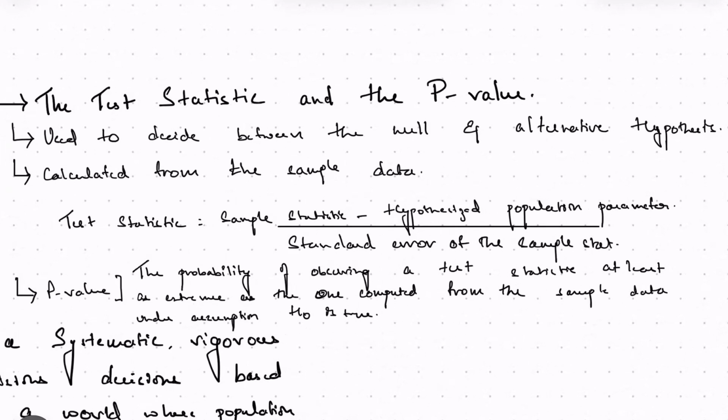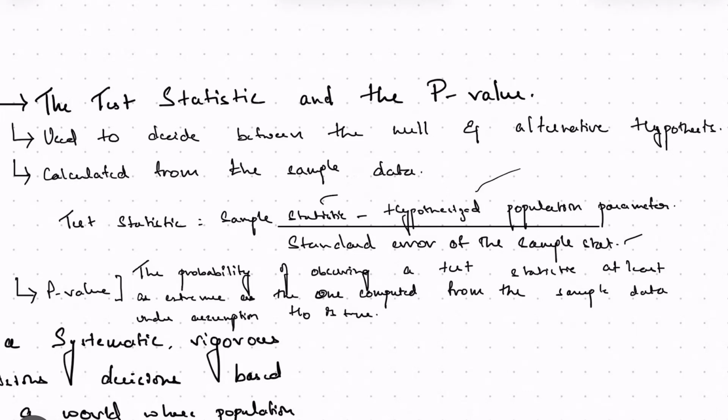To decide between the null and alternative hypothesis, a test statistic is calculated from the sample data. This value standardizes the observed difference between the sample statistic and the value expected under the null hypothesis, scaling it by the standard error of the sample statistic. The general formula for a test statistic is the sample statistic minus the hypothesized population parameter, divided by the standard error of the sample statistic. Sometimes the standard error of the sample statistic is equal to the standard deviation divided by root n, where n is the sample size.